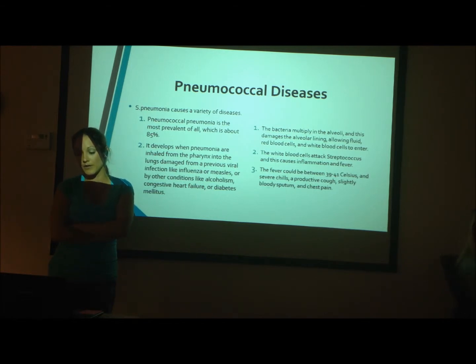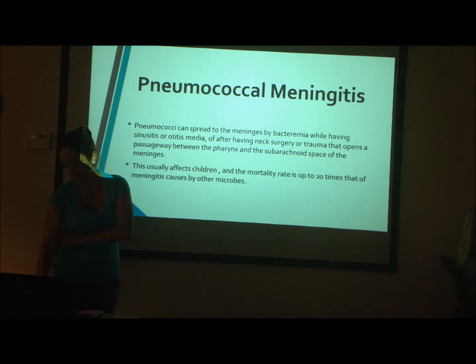The bacteria multiplies in the alveoli, and this damages the alveolar lining, allowing fluid, red blood cells, and white blood cells to enter. The white blood cells attack Streptococcus, and this causes inflammation and fever. The fever could be between 39 to 41 degrees Celsius, and severe chills could happen. You could have a productive cough and slightly bloody sputum and chest pain.